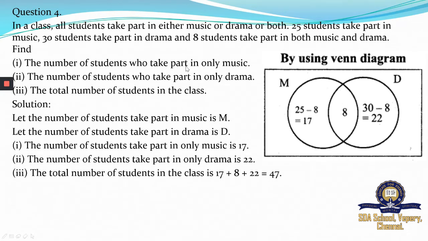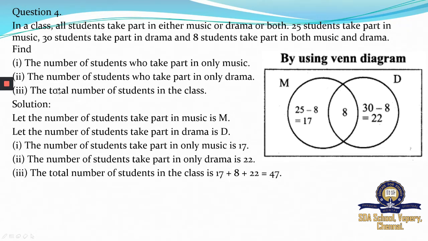So what are we supposed to do? In order to find the number of students who take part in music only, we are simply supposed to exclude the 8 students from here. We get the answer as 17. Likewise, in order to find the number of students who take part only in drama, we are supposed to exclude the 8 students who take part in both music and drama. So we get the answer as 22. So we have found out the first and second subdivision, correct?